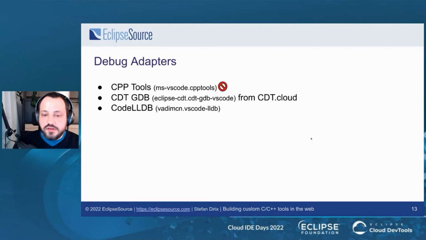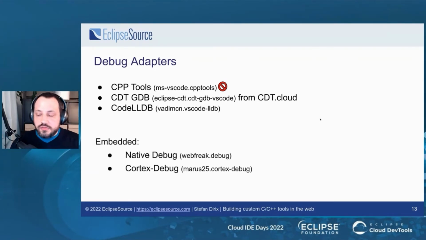For our embedded friends, there are two extensions which I know are heavily used, and I only heard good things: Native Debug, which, for example, supports remote GDB debugging, and Cortex-Debug for the Cortex microcontrollers, which, for example, also brings in its own register views. So let's take a look at debugging in the Blueprint.